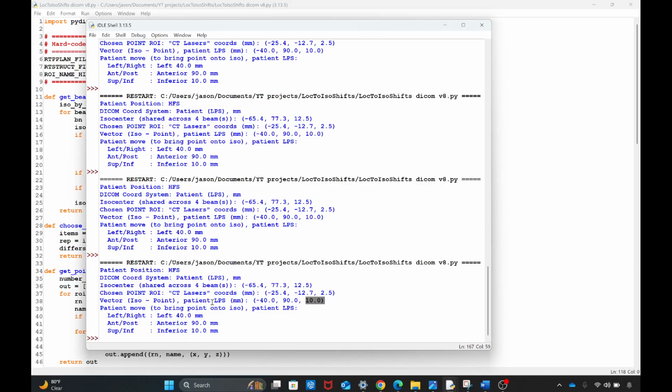That's it for today's demo. A simple, clear way to report localization to isocenter shifts without sign headaches.